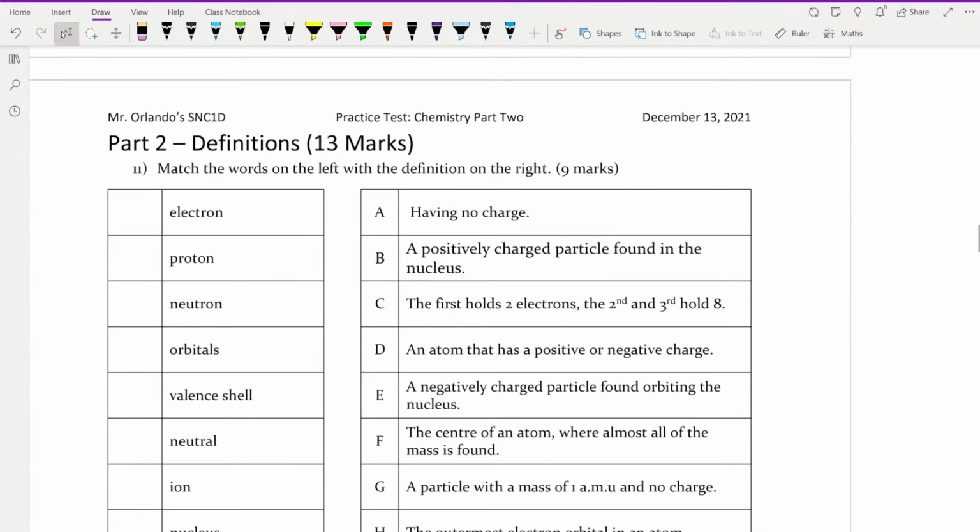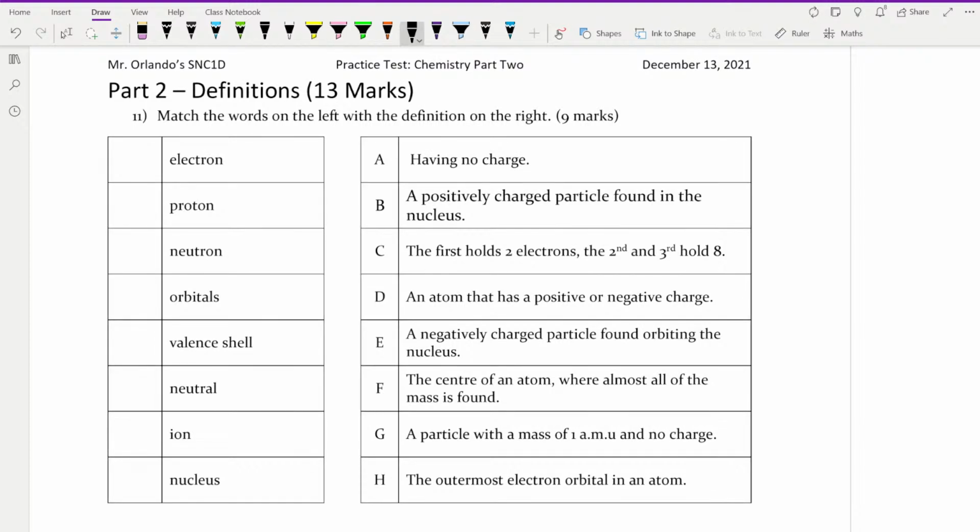All right. If something has no charge, it's neutral. It's uncharged, neutral. All right. If something is a positively charged particle in the nucleus, that's a proton. The first shell holds 2 electrons. The second and third hold 8. These are the orbitals or the shells. An atom that has a positive or a negative charge, we call that an ion. Or we could say it's gained or lost electrons.